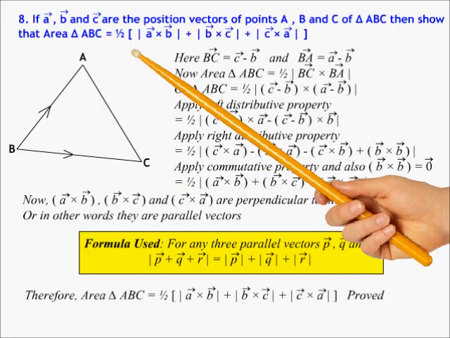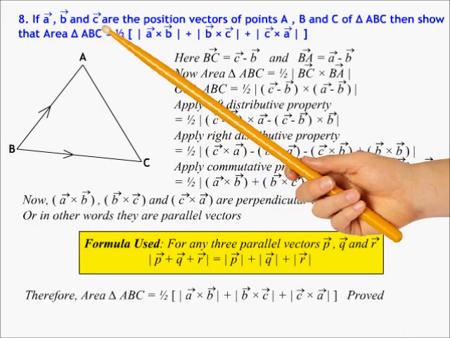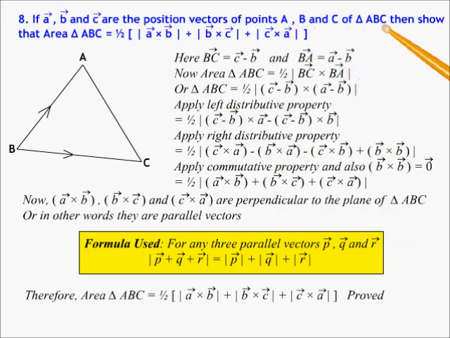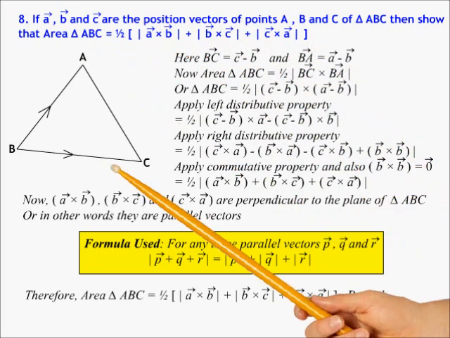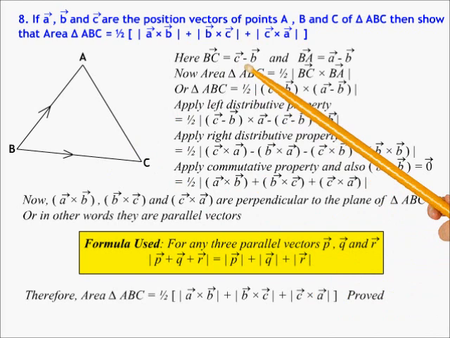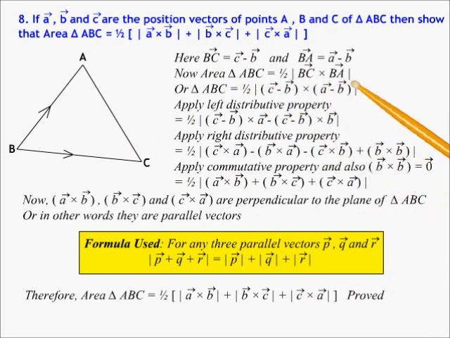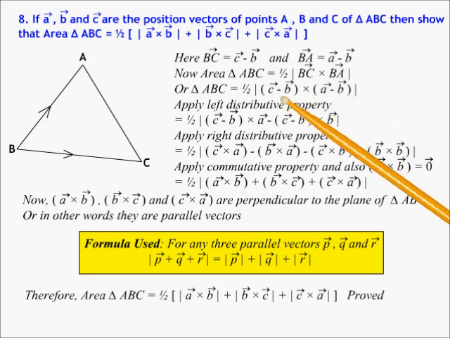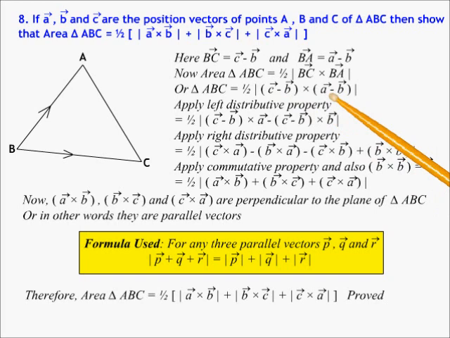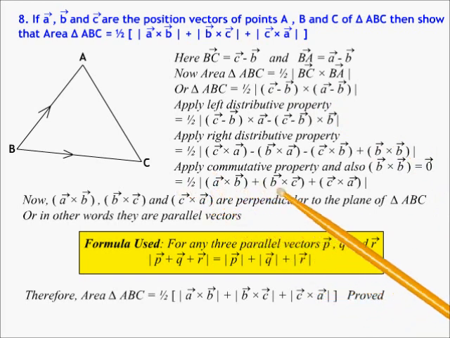In the next problem, if a, b, c are the position vectors of a triangle ABC, then area of triangle is this. First we draw the triangle. Here BC equal to c minus b, BA equal to a minus b. Area of triangle formula is this. Applying this formula we get area equal to half mod BC cross BA. We put the values of BC and BA and apply distributive and commutative properties and achieve this.